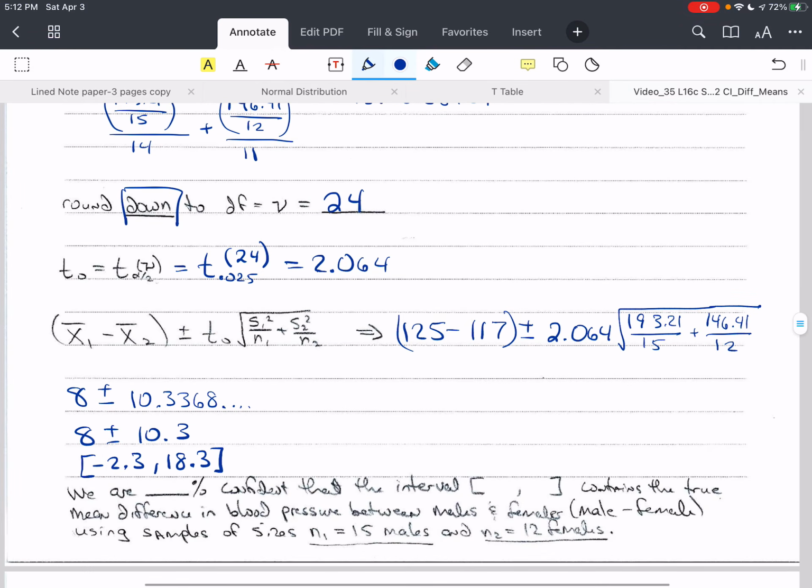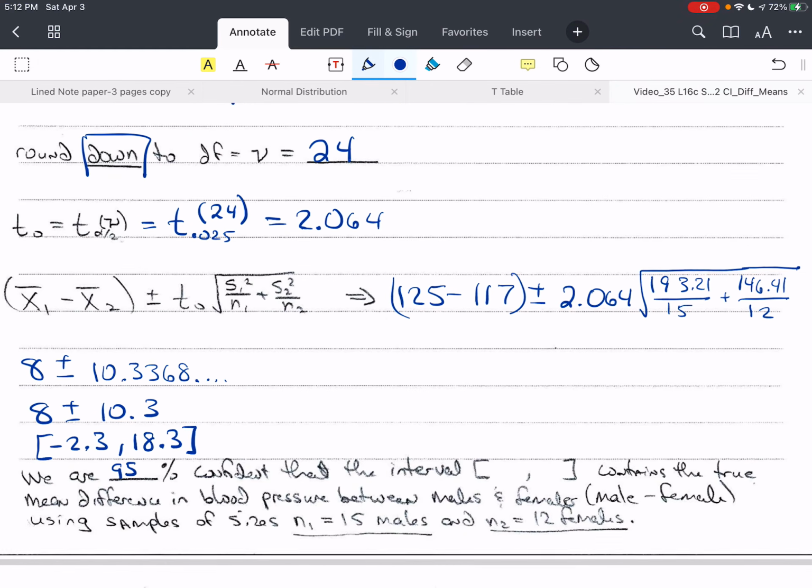So the interpretation is we are 95% confident that the interval negative 2.3 to positive 18.3 contains the true mean difference in blood pressures between males and females. This is male minus female, using samples of sizes n1 equals 15 males and n2 equals 12 females. Now you know how many males, how many females, and you know that it's male minus female.